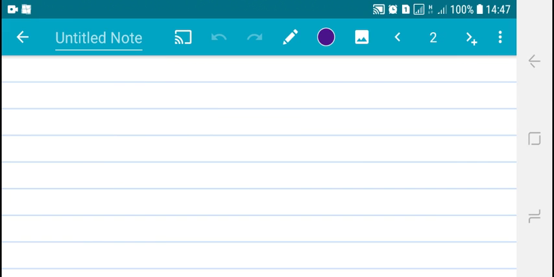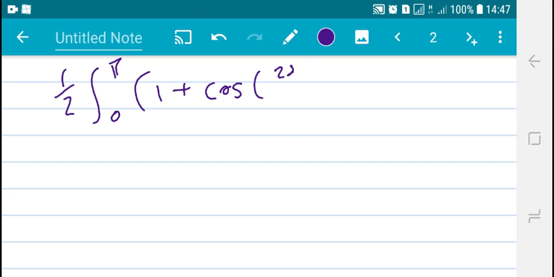So let me just write this out on a new page. So it'll be a half from 0 to pi of 1 plus cosine 2x over 3 dx. Now we just evaluate this using the linearity property. Namely, we're just going to integrate this term and this term separately.